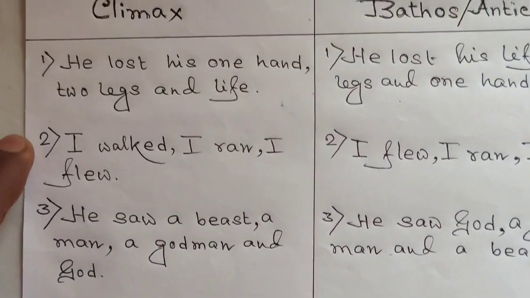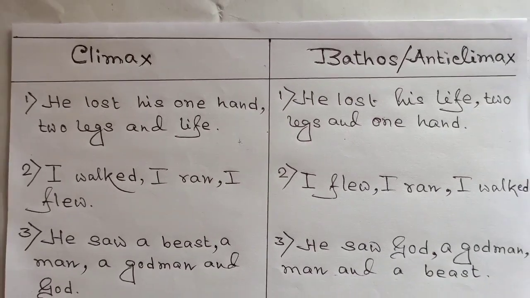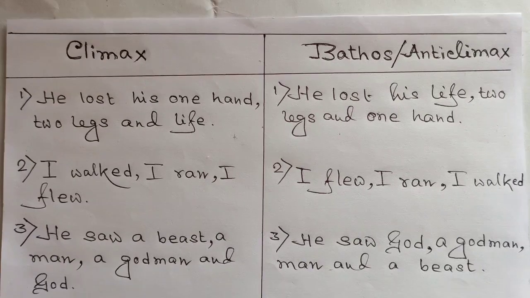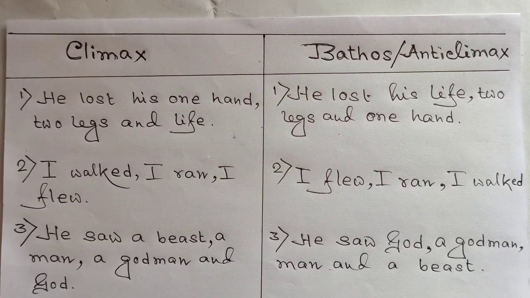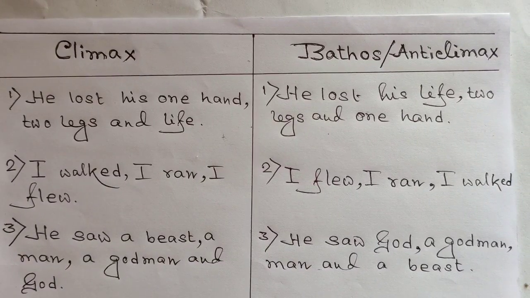Now, I would just like to move on to a few more examples to make these 2 figures of speech a little easier. In fact, I deliberately made a few examples of climax into anticlimax or BATHOS. Look at first example. He lost his one hand, his 2 legs and life. Remember, one hand is the least important thing as far as his life was concerned, and after that a little more important thing, 2 legs. 2 legs are more important than one hand. And finally we have the word life, which is the most important thing. He lost his life. Okay.